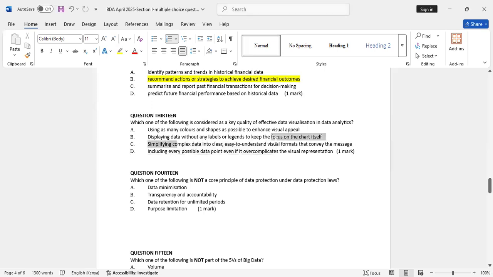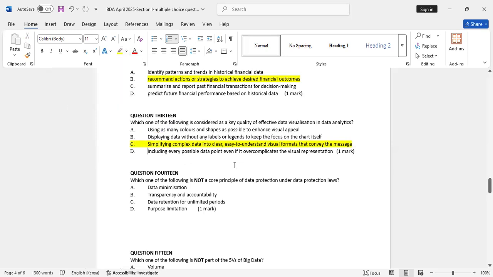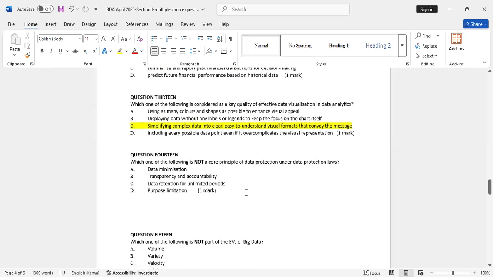Simplifying complex data into clear, easy to understand visual formats that convey the message. Yeah, that's the best, that's the key quality of an effective data visualization tool.